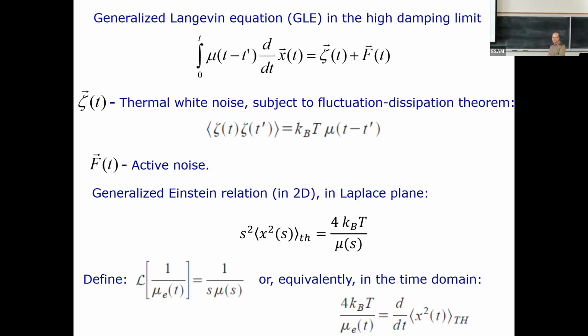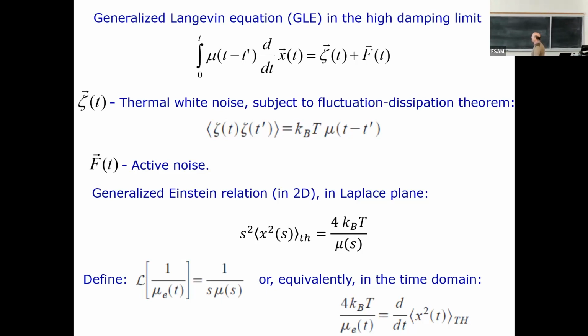Because I know something about these systems. What I've done in the past is use a generalized Langevin equation, like just a single particle, where all the viscoelasticity, if you like, the strange thing about the system, comes into the memory kernel here. And this is the high damping limit. So there is thermal noise and there is active noise here.